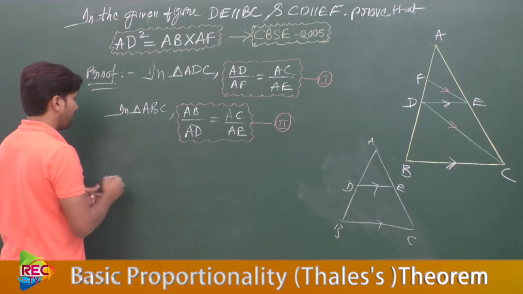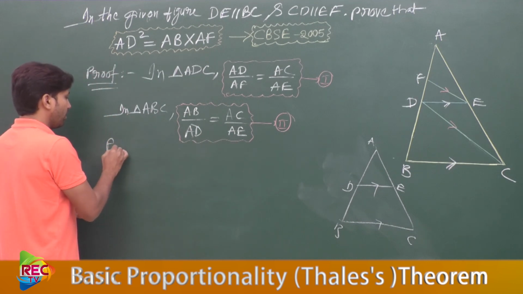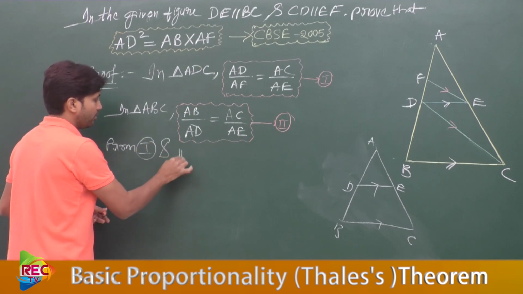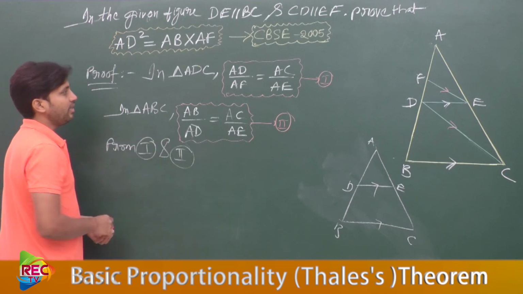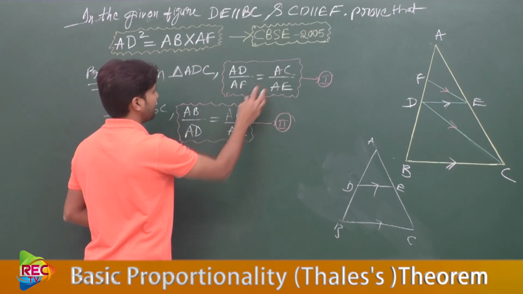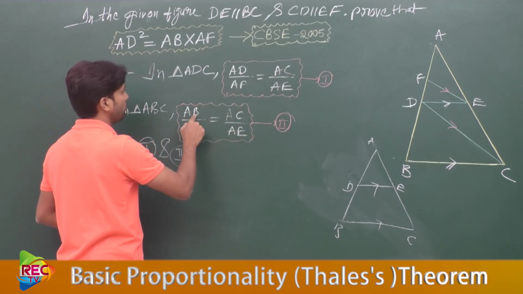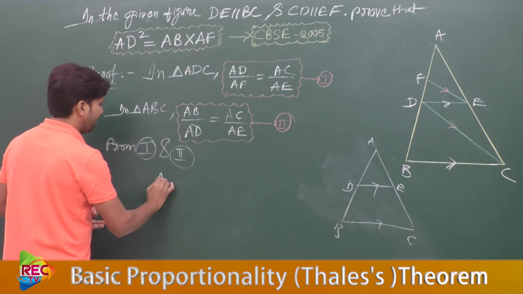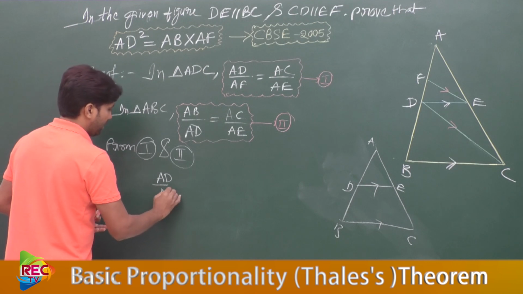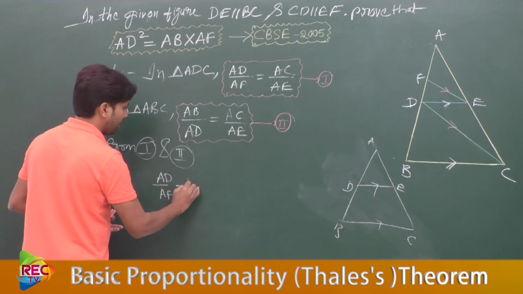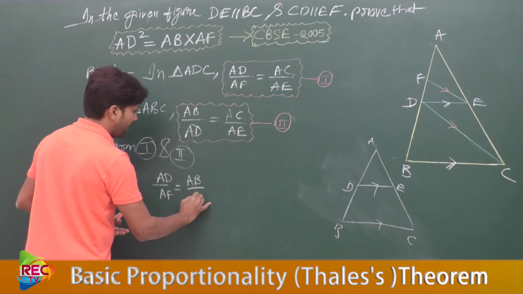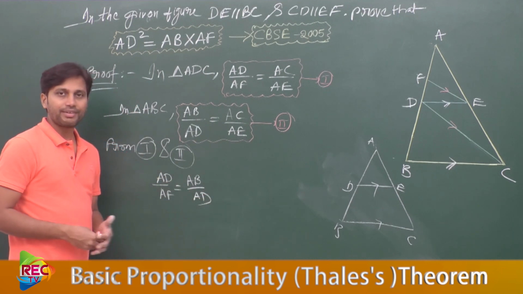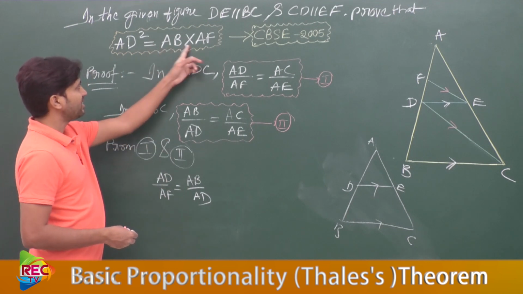That's it. So from 1 and 2, what can we see here? On combining 1 and 2, when AC by AE is commonly equal to these two, these two are also separately equal. So AD by AF equal to AB by AD. So I think we obtained the given condition. But the given condition is something like this, no?